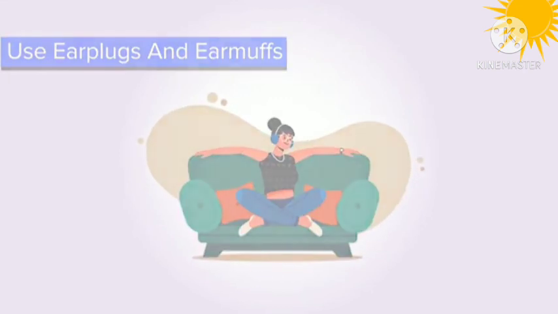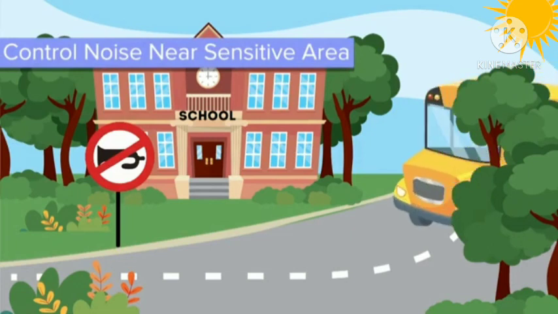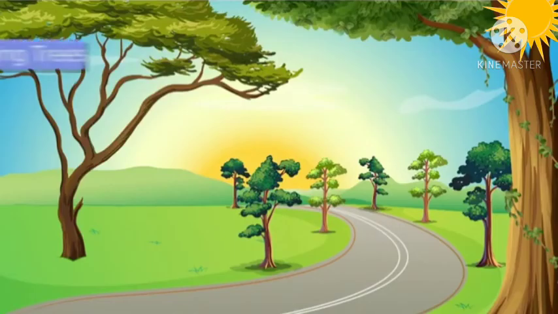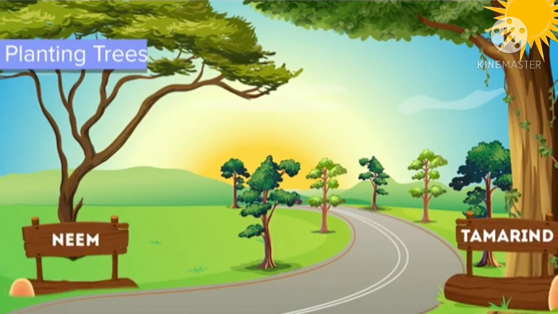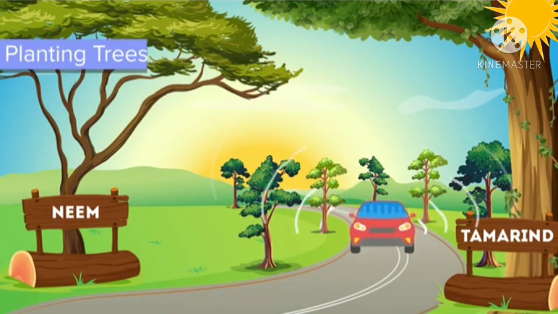Control noise near sensitive areas. You all are seeing this sign near school or hospital. These areas are called silence zones. Follow the noise limits in such an area. Planting trees will help to reduce noise. Some trees like tamarind and neem trees are sound absorbing and hence can be planted along roadsides to reduce the noise level.